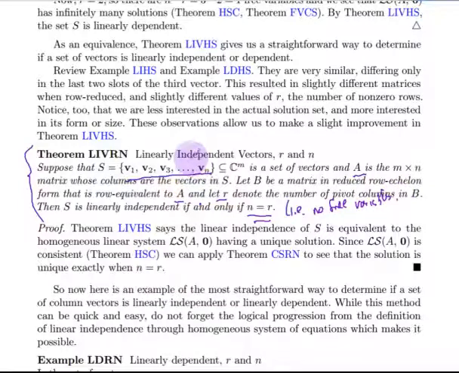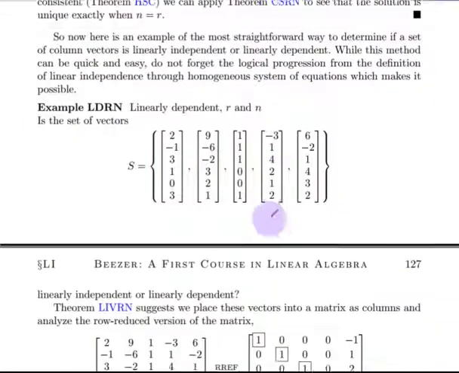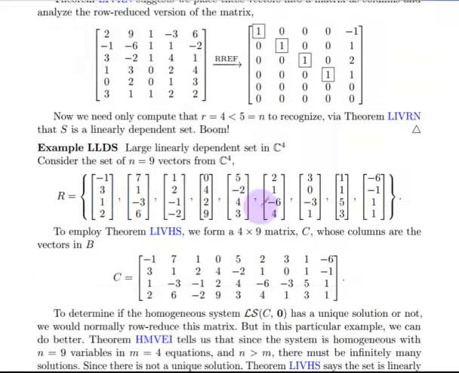Now this is just applying stuff that we've seen before. We know that if the number of pivot columns is equal to the number of columns, then there are no free variables. So the homogeneous system has no non-trivial solutions. Okay. So here's some more examples of this same thing.